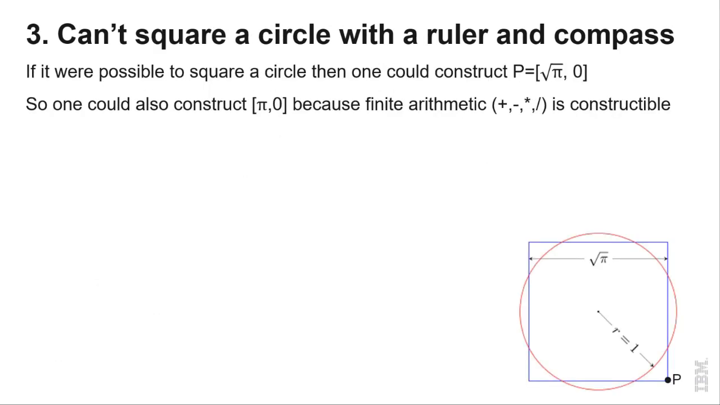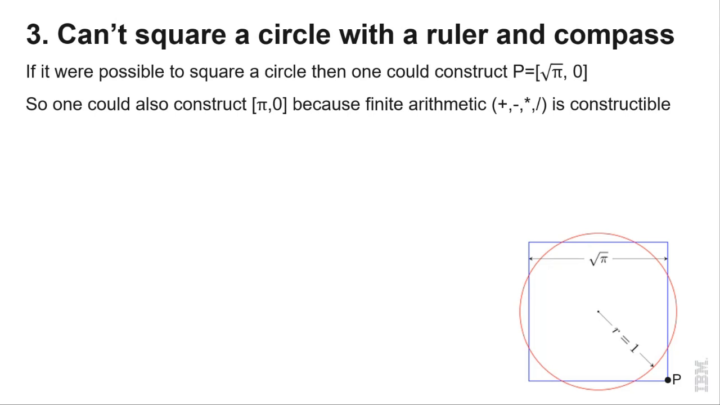Okay. And the final problem is that you cannot square a circle. You are given a circle with radius r, and you want to create a square with the same area. The circle has an area of pi r squared, which is pi in our case. So each edge of the square would have to be the square root of pi. So presumably we are able to construct the point P, which has an x coordinate of square root of pi.